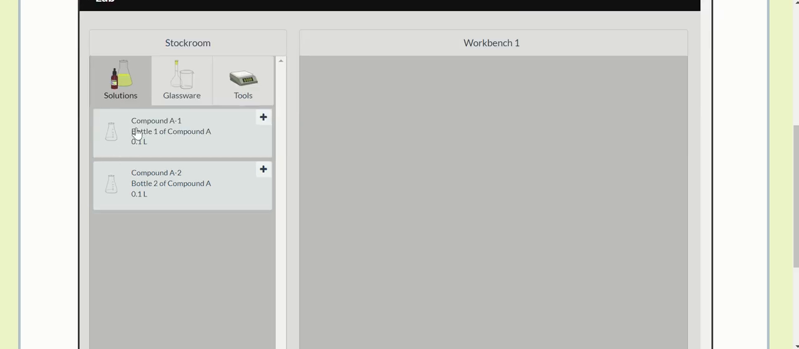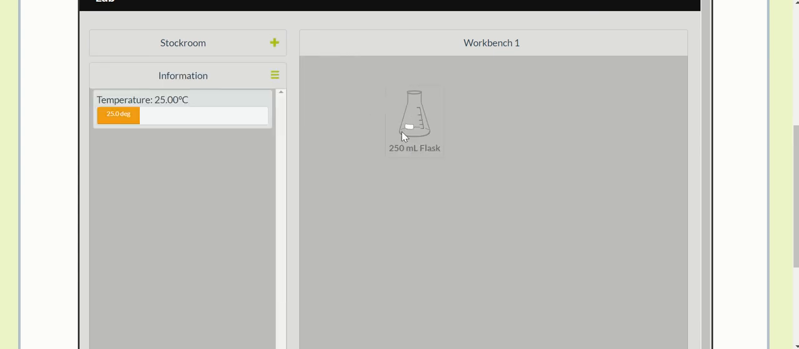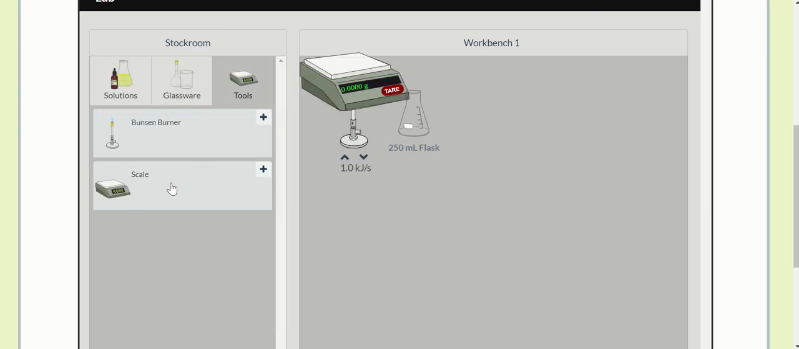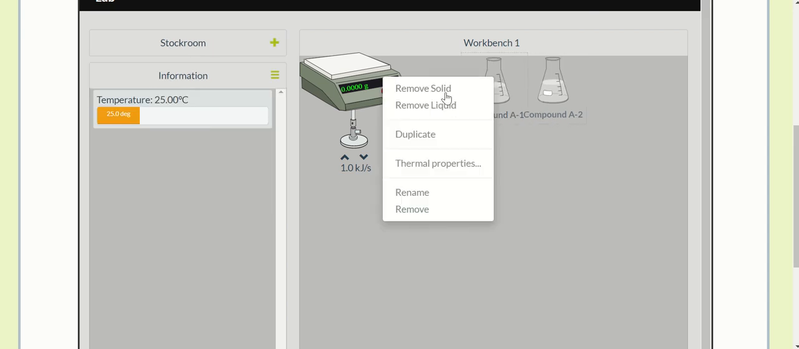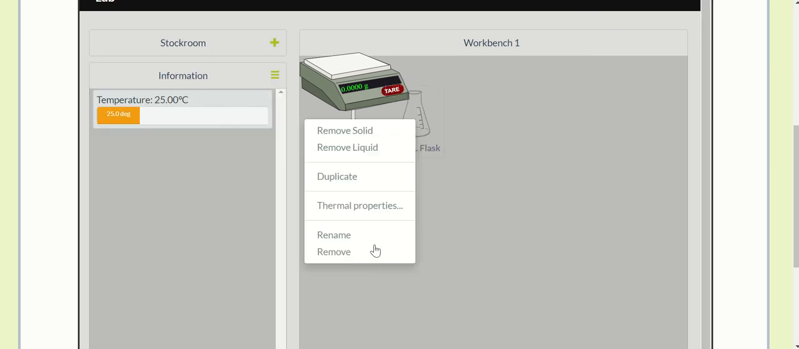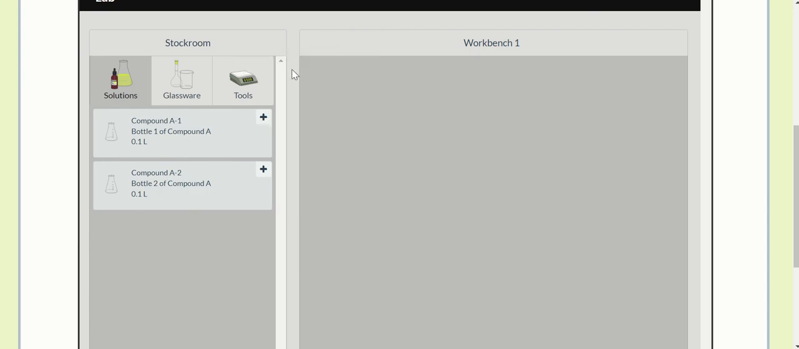I would recommend just playing around first. So, practice getting glassware on here. You can move it around. You can click on it. You can get some information from it. You have tools. You have a Bunsen burner. You have a scale. You can just bring things over just to see how this works. Okay. You can right click. You can take it away. Right click, remove. Right click, remove. You can just play around at first. It's not a big deal. Okay.